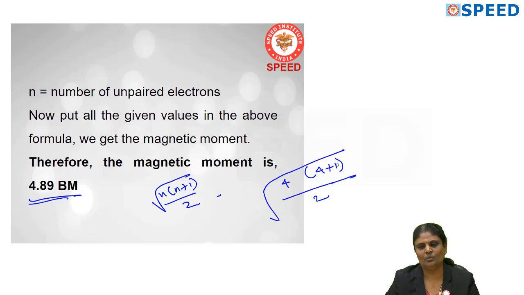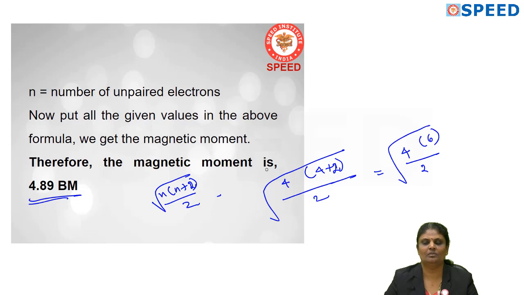So n into n plus 2, n into n plus 2 by 2 formula. Okay, so here 4, 6 divided by 2.